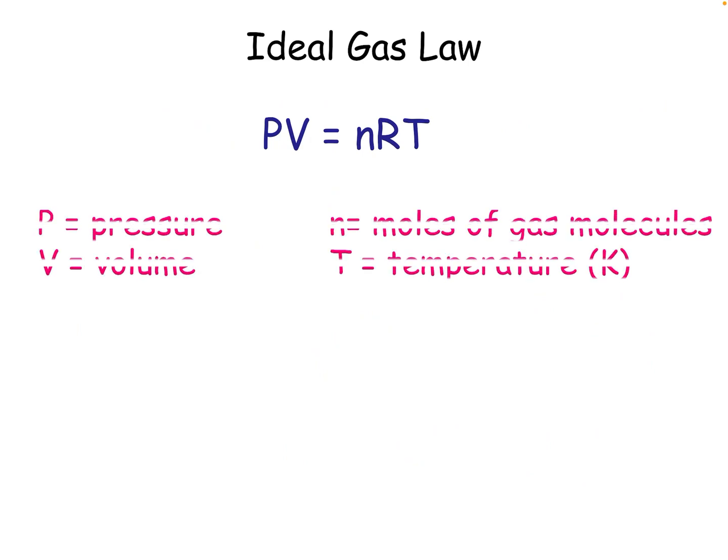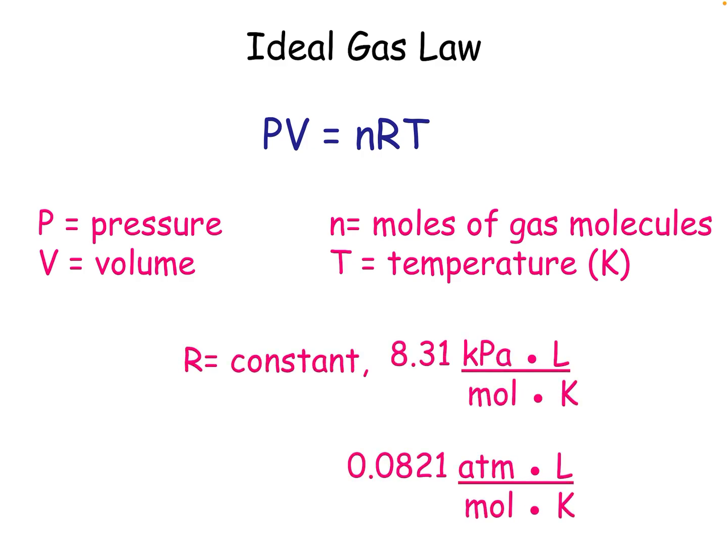Ideal gas law, also not on the Regents, so it's an honors situation. Our formula is PV equals nRT, where P is pressure, V is volume, n is moles, and T is temperature in Kelvin. It has to be Kelvin because it's an absolute scale. So what is R? R is a constant with two values. It can either be 8.31 kilopascal times liters over moles times Kelvin, or it could be 0.0821 atmosphere liters over mole Kelvin. So it really depends on how we measure our pressure as to which R value to use.